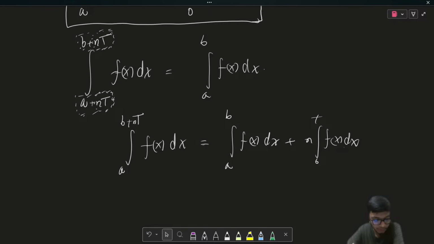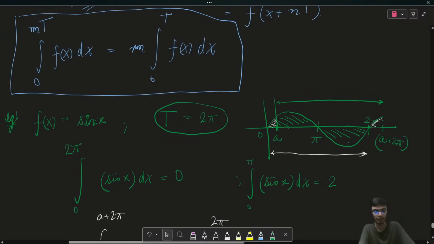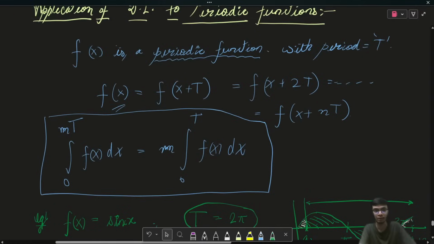I hope this is clear to all of you, right? Is this clear? So these are all the important properties, especially related to the periodic function. I hope these things are clear. Whenever we apply them to questions, you can see how you're going to apply these things.